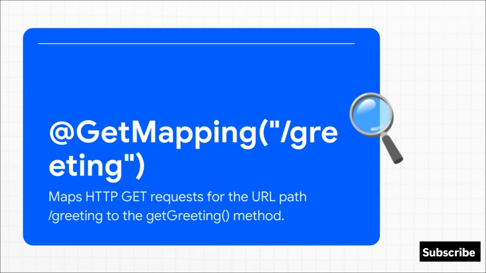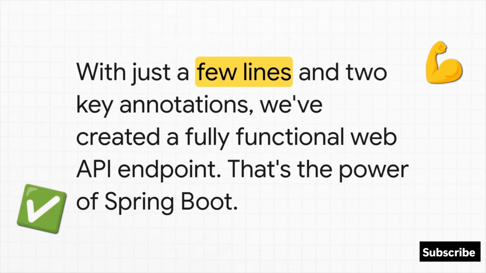And @GetMapping is just as powerful. It's like a receptionist for your code. It specifically listens for HTTP GET requests. That's the type of request your browser makes when you type in a URL. It's an elegant way to connect a URL to a piece of code.